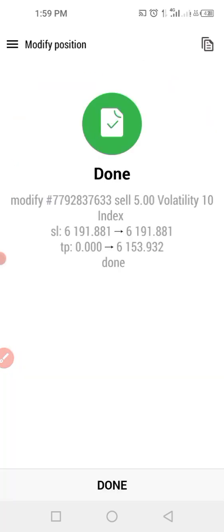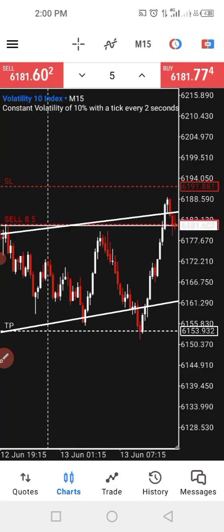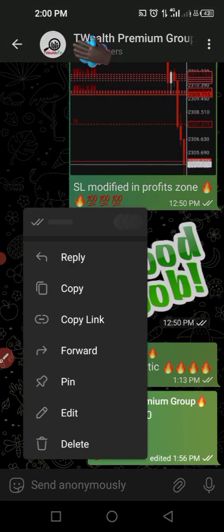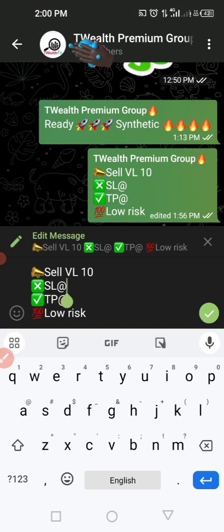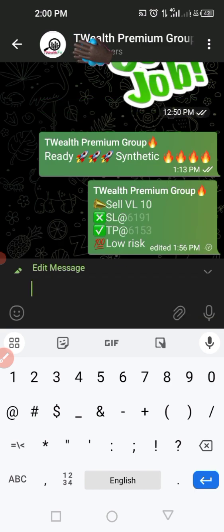Here we go. So this is how I do it, guys. What I have to do next is go to my group and modify the trade that I've already given them, and I click modify. Here we are. Our stop loss is at 61.91, I think, guys. And then our take profit is at 61.53. So I'll have to modify.